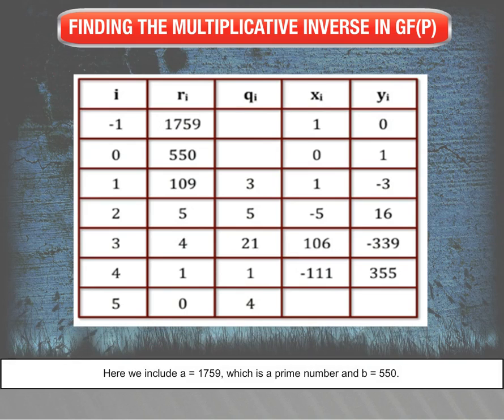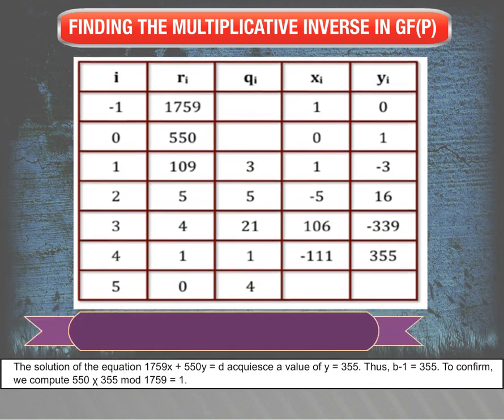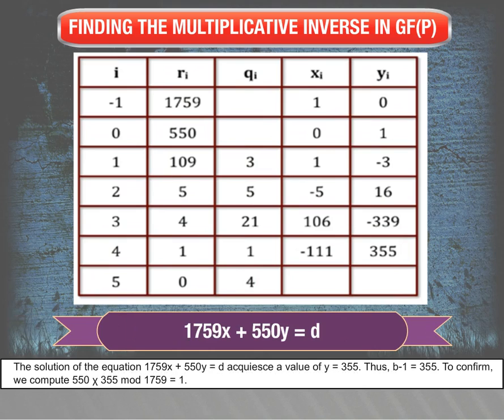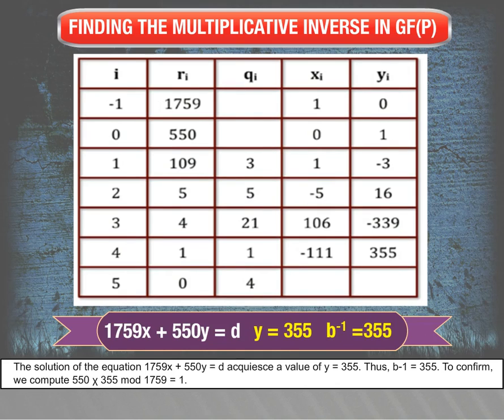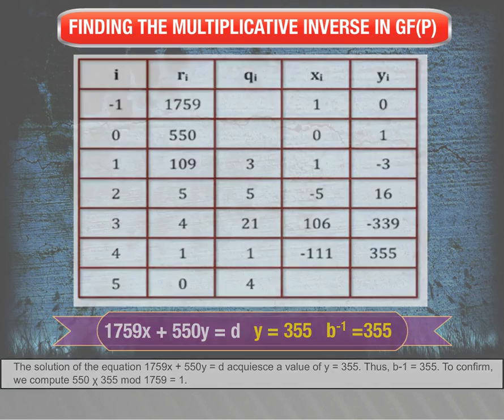Here we include a = 1759, which is a prime number, and b = 550. The solution of the equation 1759x + 550y = d acquires a value of y = 355. Thus, b inverse is equal to 355. To confirm, we compute 550 × 355 mod 1759 = 1.